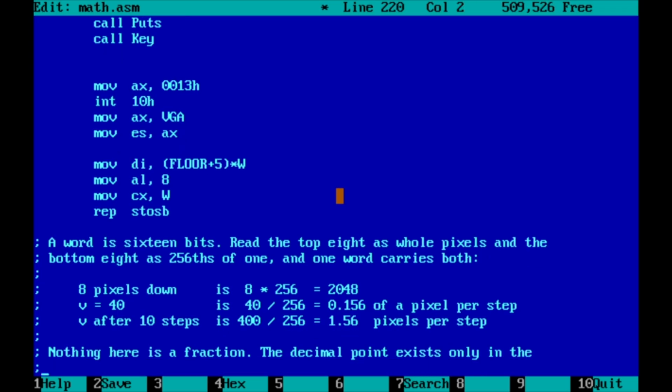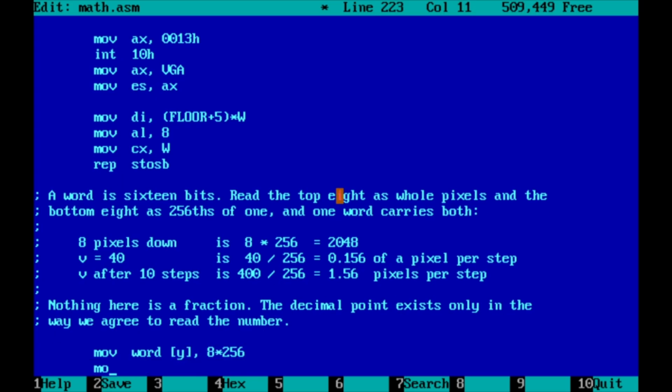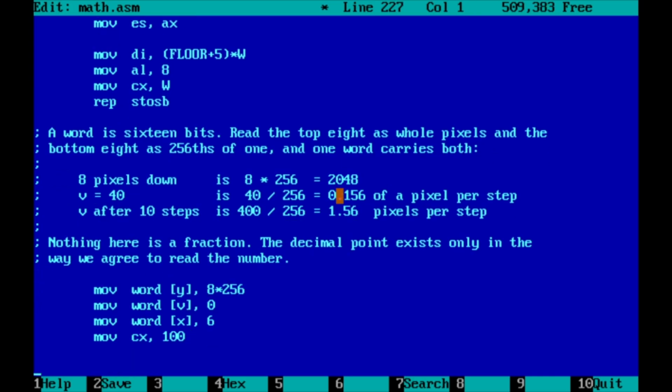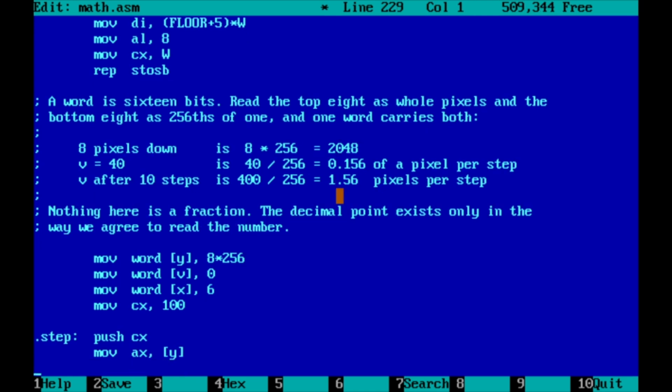pixel each step, which is far too little to see, and after 10 steps it is moving a pixel and a half. Nothing in there is a fraction. 2048 is a whole number, 40 is a whole number, and the decimal point exists only in our heads. 100 steps, and every one of them draws without rubbing anything out. That is deliberate. We want the whole flight standing still at the end.